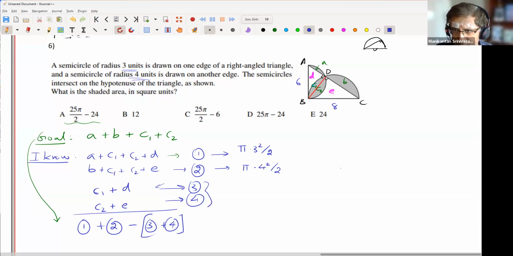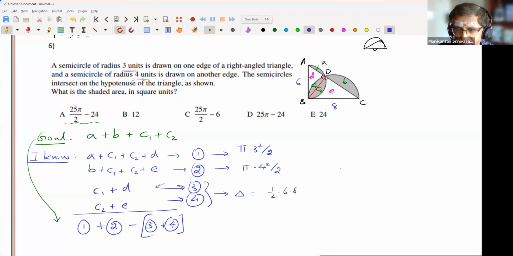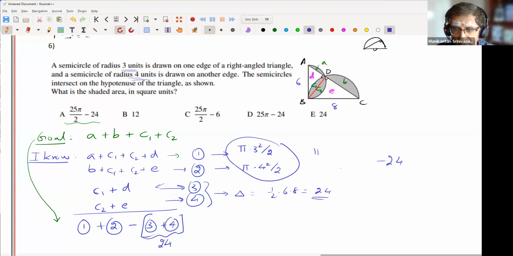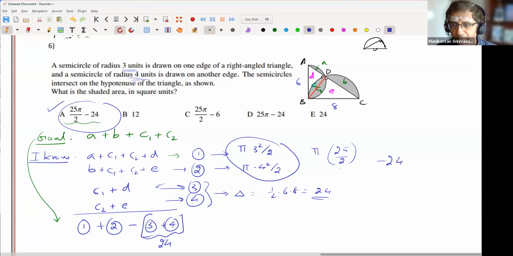But anyway, if it's needed, you can still find it. Okay, I'll just maybe take a minute to explain that. And then this is the triangle area, right? Which is half into 6 into 8, which is 24. So clearly the minus 24 is in order by subtracting the triangle. So this is the 24. And then 1 plus 2 will give me pi into 3 square plus 4 square. So pi into 25 by 2 indeed. Okay, sounds good.